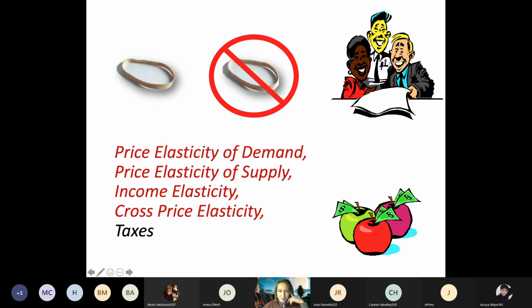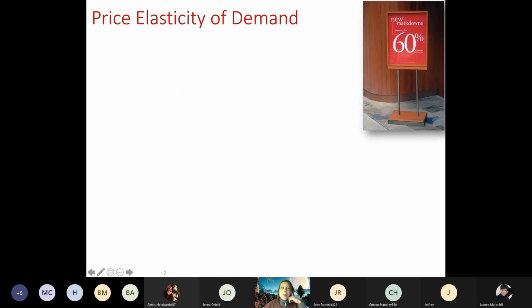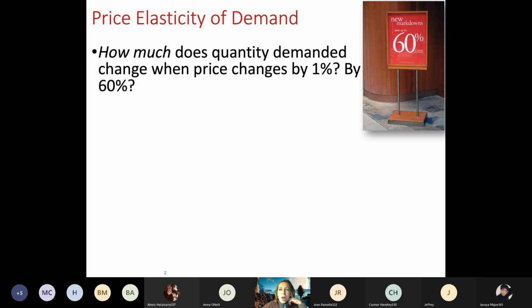So, where do I click? Right here. So price elasticity of demand. There are several different kinds of elasticities. We're going to cover price elasticity of demand, of supply, cross price elasticity, as well as income elasticity. Why is it an interesting question?